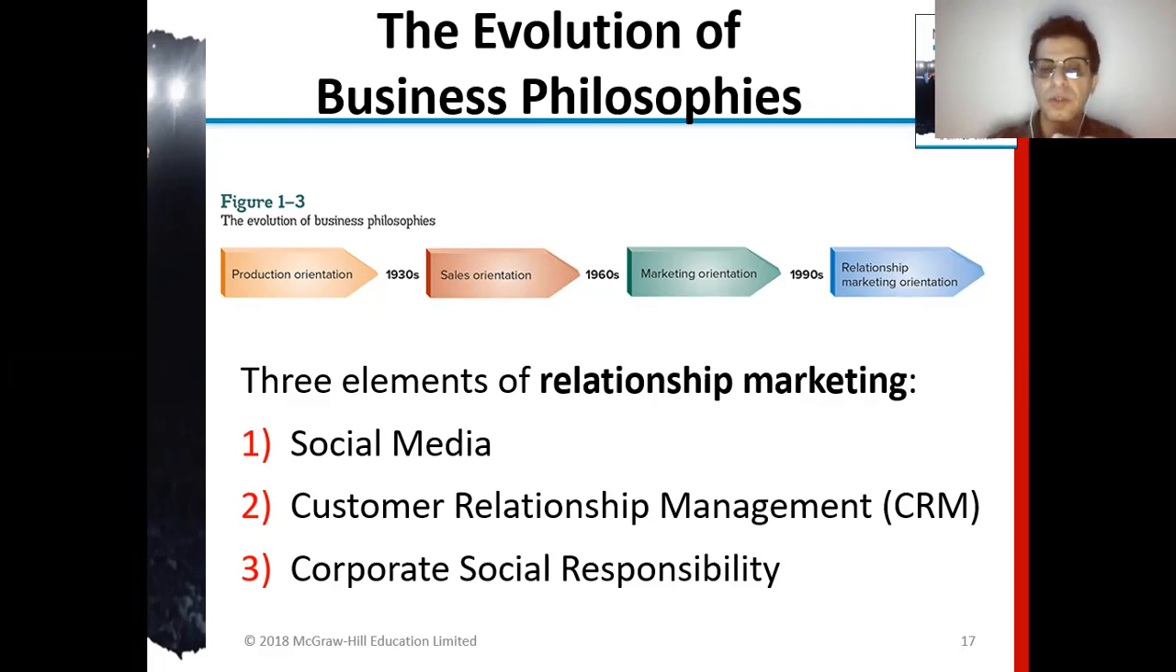There are three elements of relationship marketing: the social media, which you have to utilize; you need to know how CRM, or customer relationship management, works. There are so many tools, Salesforce, Oracle, big and mid-sized organizations, IT, that develop some kind of CRM application. And you need to know about corporate social responsibility. These are the three elements that you need to manage in order to be successful in relationship marketing orientation.